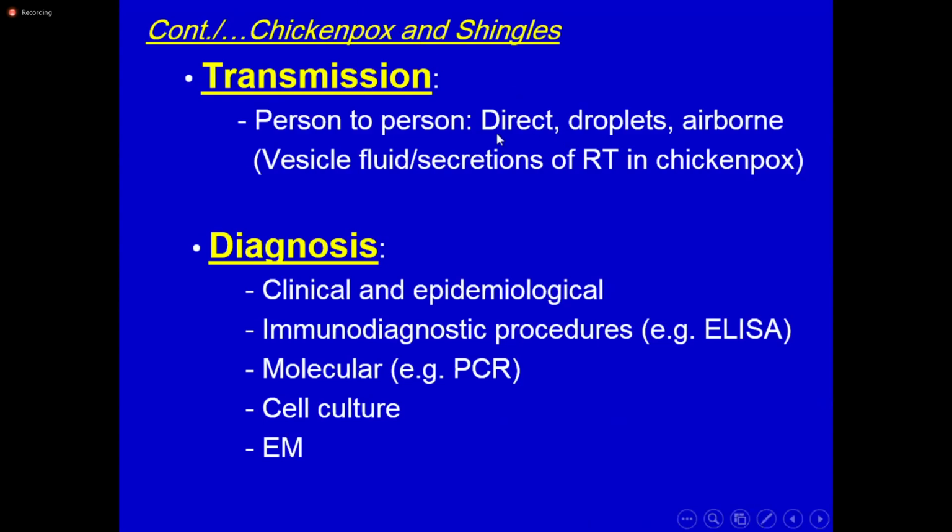Transmission is person to person: direct, droplet, airborne, vesicular fluid, and secretion of the respiratory tract in chickenpox. Diagnosis is clinical. Any doctor can diagnose it, and a dermatologist diagnoses it at one glance. Also, epidemiologically, you can have many cases at the same time. Also, immunodiagnosis by ELISA to detect antibodies specific to the virus. PCR also, molecular, cell culture, EM, electron microscopy.